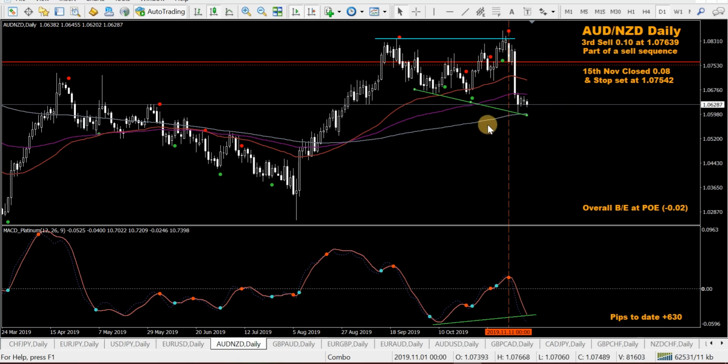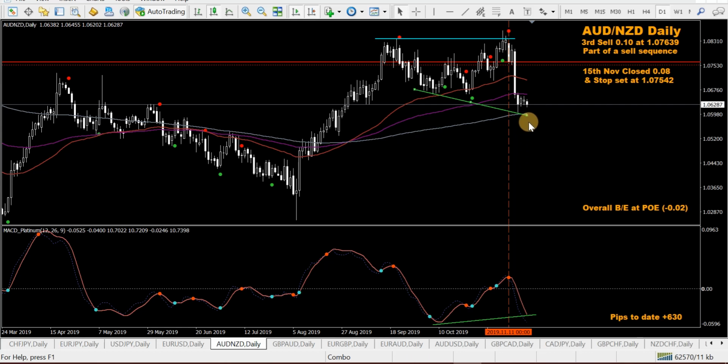All right, Aussie, New Zealand. I was in a sequence of trades here, and it dropped away nicely through the sequence, gave me some good pips. So this last was my third sell. It was for 0.10, and I've closed 0.08 of that. So I've left my usual base lot of 0.02 in the sell trade.